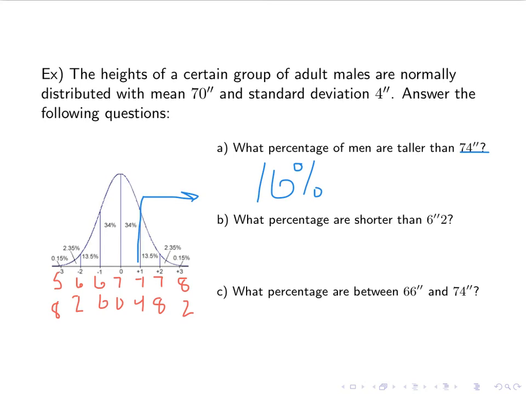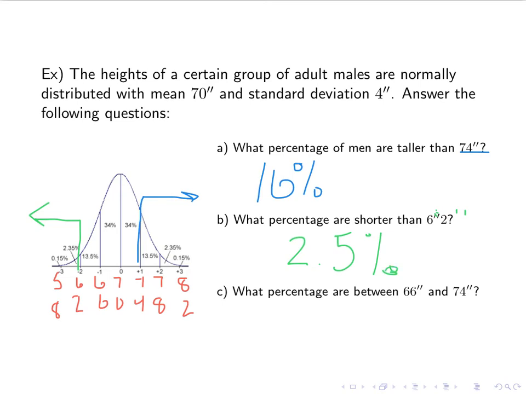Okay, for the next one, obviously the inches sign is on the wrong spot, so it's not 6 inches and 2 something. So what percentage are shorter than 62 inches? So I go to my 62, I want shorter, so I'm going to go to the left. And I've only got the 2 there, 0.15 and 2.35. So that gives me 2.5%.